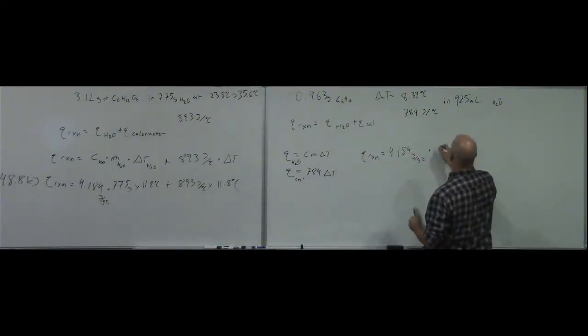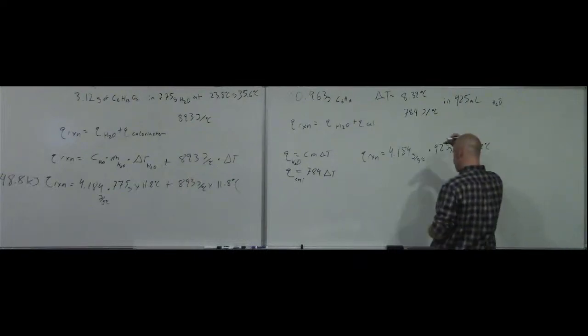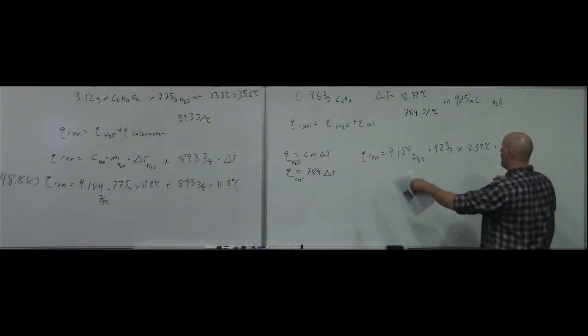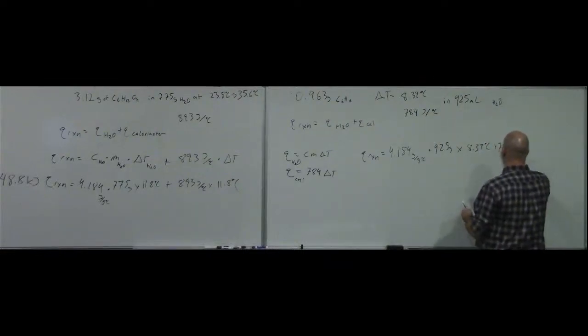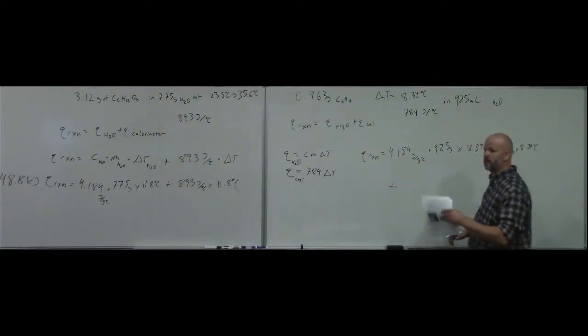What do we have here? 925 grams times delta T, which is 8.39 degrees centigrade. Add to that 784 joules per degree centigrade times 8.39 degrees centigrade, right? When you get this number, would you call it out to me?